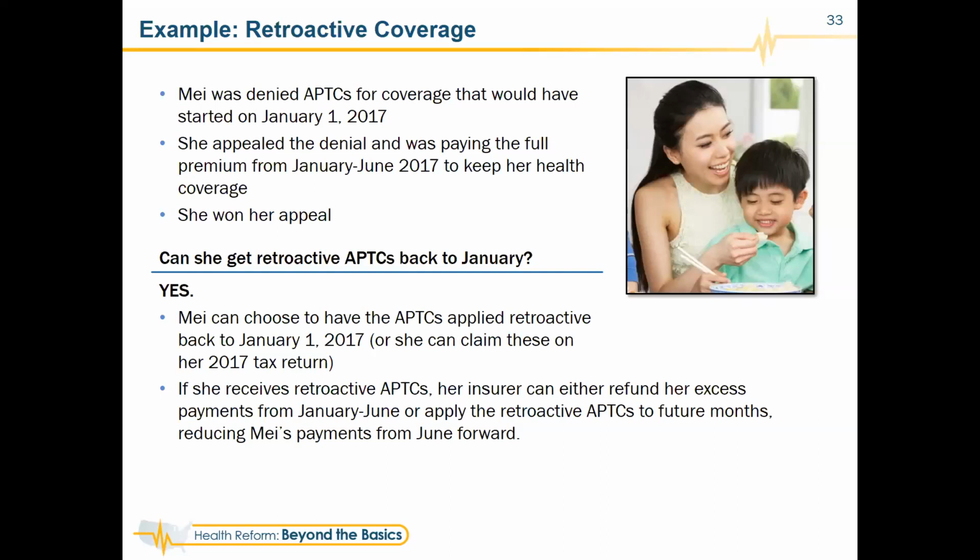We have May, who was denied tax credits that would have started in January. She appealed the denial and was paying her premiums until she got the appeals decision. So can she get retroactive tax credits back to January? Yes, she can. If she prefers not to, she could just wait until she files her taxes and claim them on her next tax return. If she elects to go back to January 1st, her insurer can either refund her the excess payments she was paying or apply that amount to future months, reducing her payments from June forward.